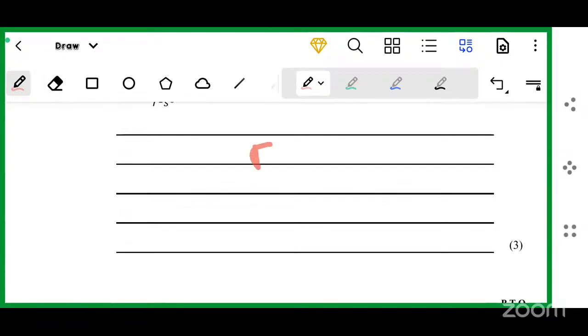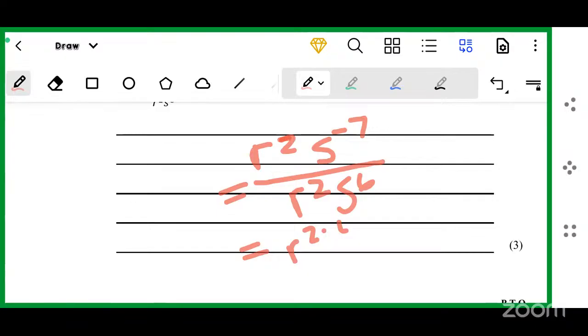Just tell me the step we were at. R to the power of 2, S to the power of -7, over R to the power of 2, S to the power of 6. Then I minus the exponents, and it gave me 0 for R. Actually, I think, ma'am, the answer is RS.